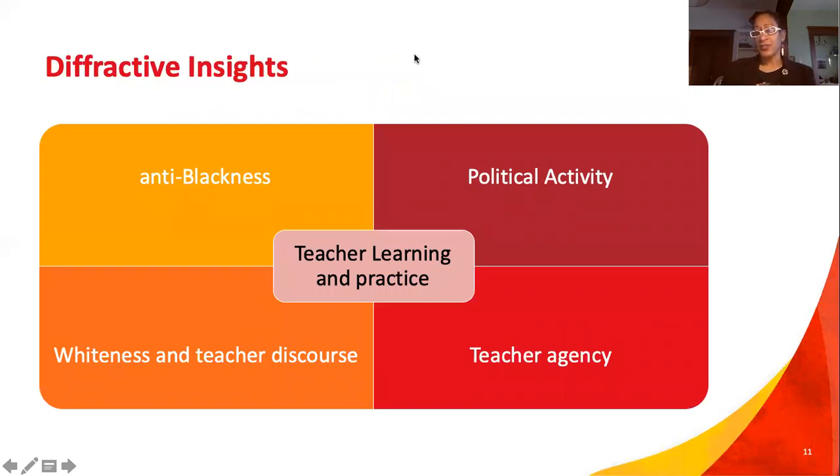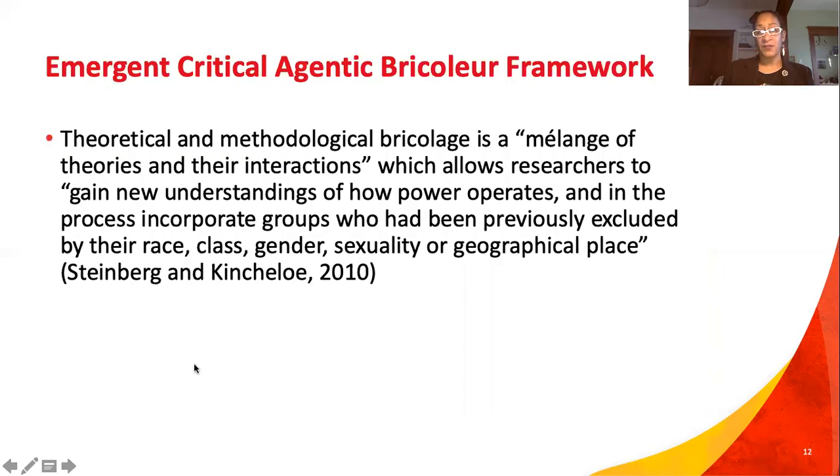So within my research team, some of the diffractive insights that we were able to come up with based on different theoretical lenses were the ways that anti-Blackness showed up in the classroom, and in how teachers talked about their students, how teachers talked about the types of learning experiences that they developed. Teachers' political activity. So how were they viewing the political and how were they enacting it in their own teaching? Whiteness in teacher discourse. So what were the ways that white teachers in particular were talking about their students and student learning? And then teacher agencies. What are the ways that we can describe how teachers enacted their agency in the classroom? And the teacher agency was more of my part of the diffractive analysis.